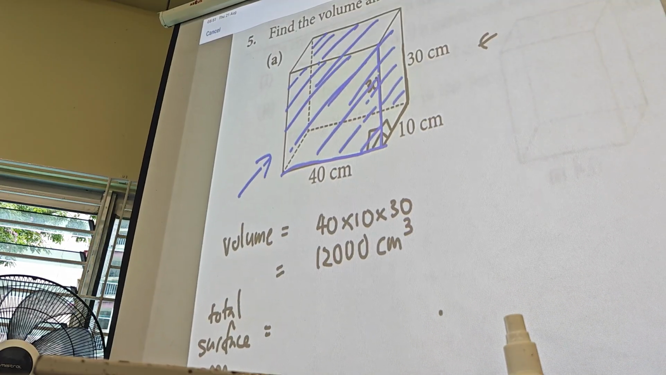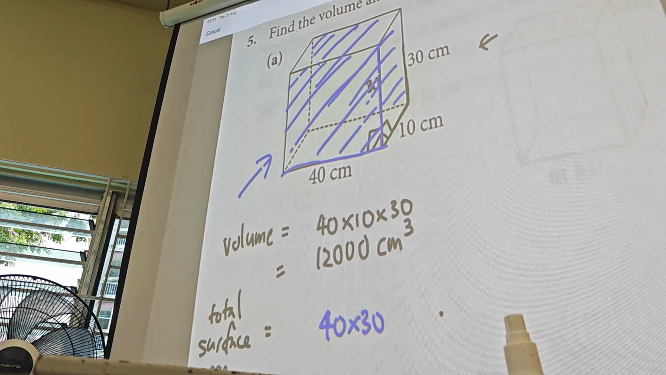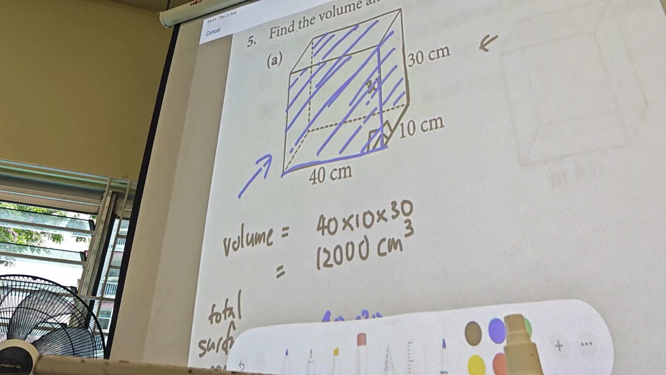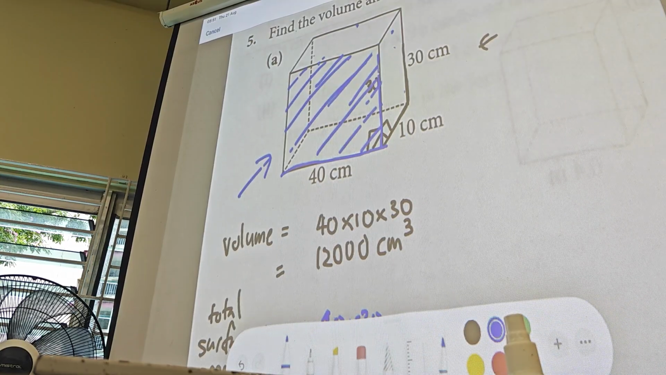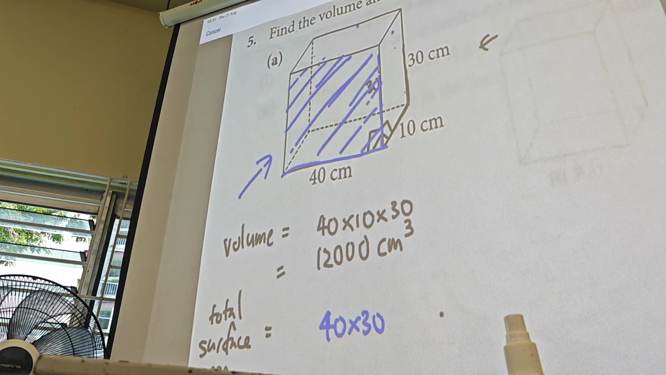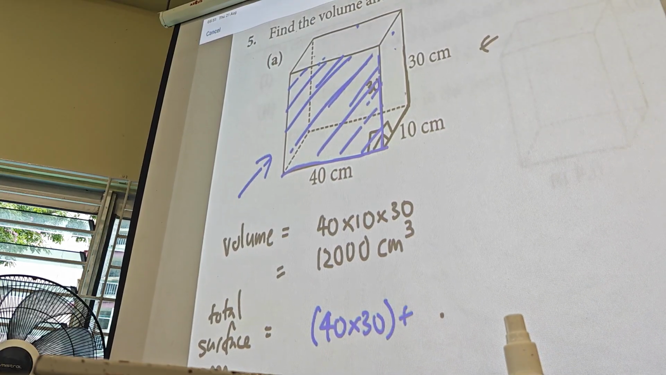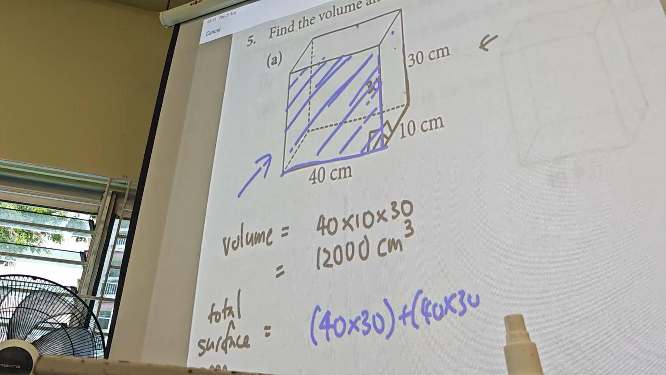Okay, I will have 40 times 30 to get my blue color surface. 40 times 30 will give me my blue color surface. Then there are 2 times of this blue color surface, one at the front, one at the back. Okay? So there are 2 of them.